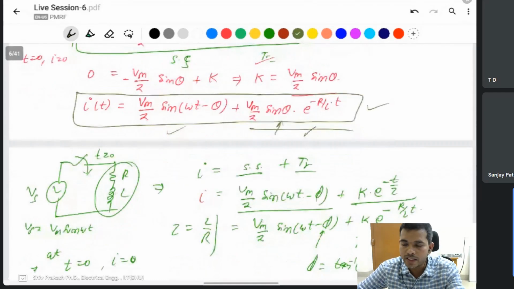If any energy storing element is present in the circuit, then the transient effect will definitely come into the picture, like an inductor and a capacitor.